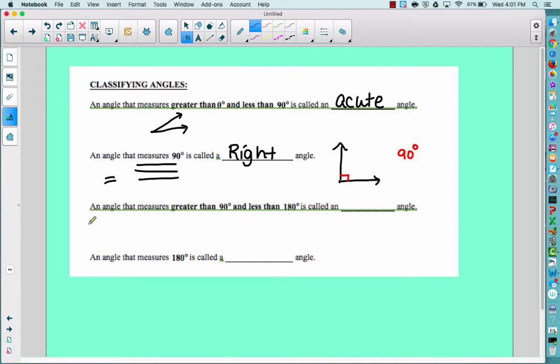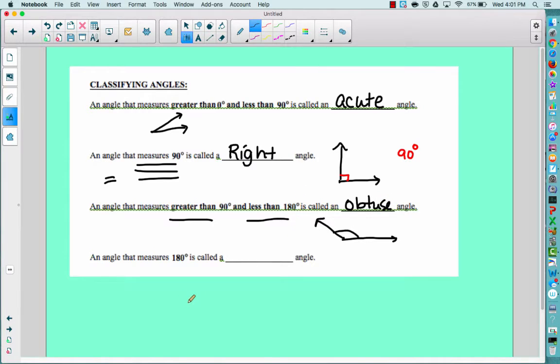All right. An angle that measures greater than 90 but less than 180, that's called something like this. Greater than 90 and less than 180 is called an obtuse angle. So a big fat angle, okay, an obtuse angle.